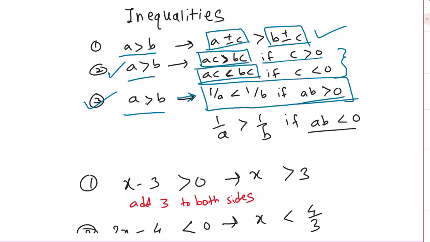Finally, if we have A is greater than B, then it implies that 1 upon a is less than 1 upon b if a into b is greater than 0, and 1 upon a is greater than 1 upon b if ab, the product, is less than 0. So for the reciprocals, the inequality sign changes if ab is greater than 0. The inequality sign is the same if the ab product is less than 0.